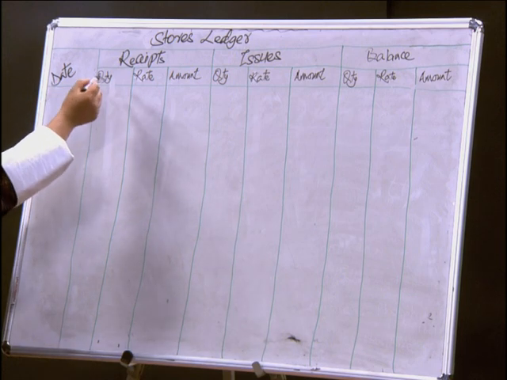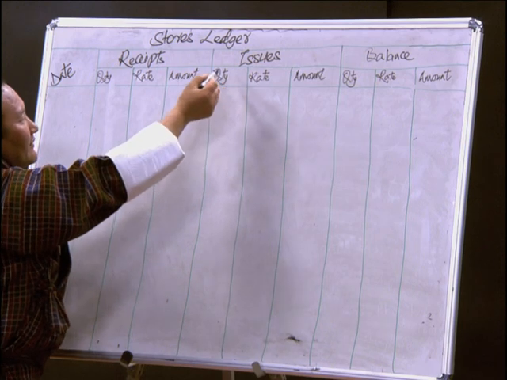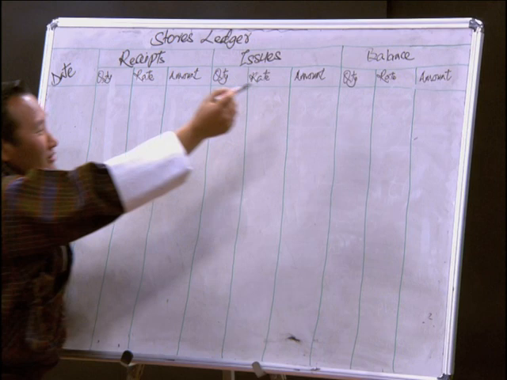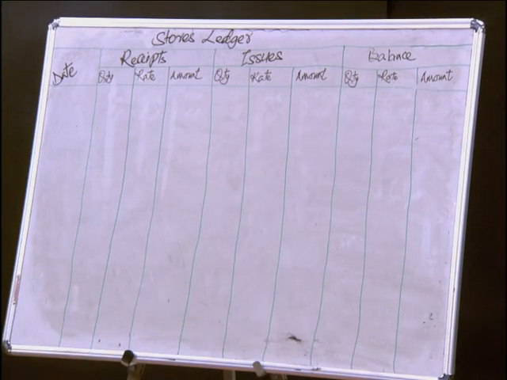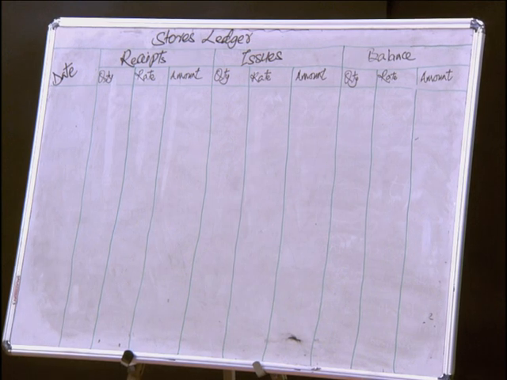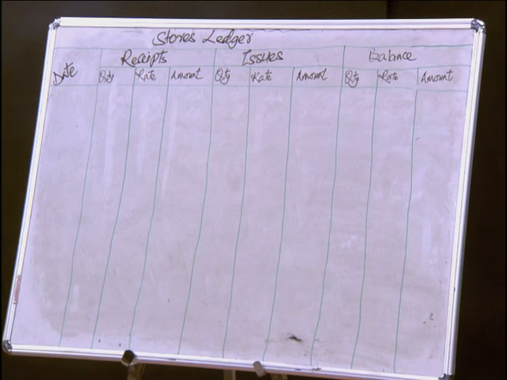Under each we again have quantity, rate, and amount. The same under issue: quantity, rate, and amount. Finally we have balance, and under this also we have quantity, rate, and amount. I hope you all got the format of the stores ledger. So this is what we see over here. Now we will record whatever transactions Noru Bakery has recorded in the store ledger, which I have shown here.